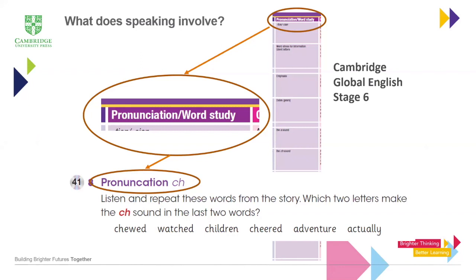So the students have seen and heard the words in the story. Which two letters make the ch sound in the last two words, adventure and actually? So it's making very clear here that even if the letters C and H don't appear, it's still possible that phonetically the sound ch can appear in a word, as in adventure and actually. So both formed around the letters T and U. So again, support is there in the course books, making students more comfortable.